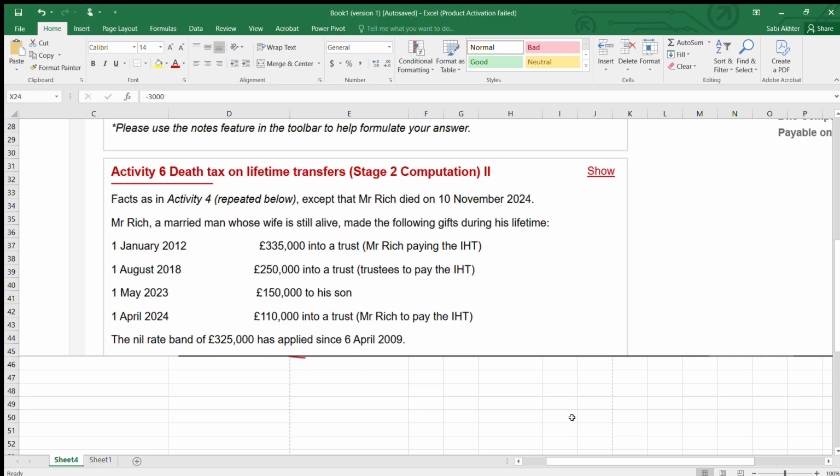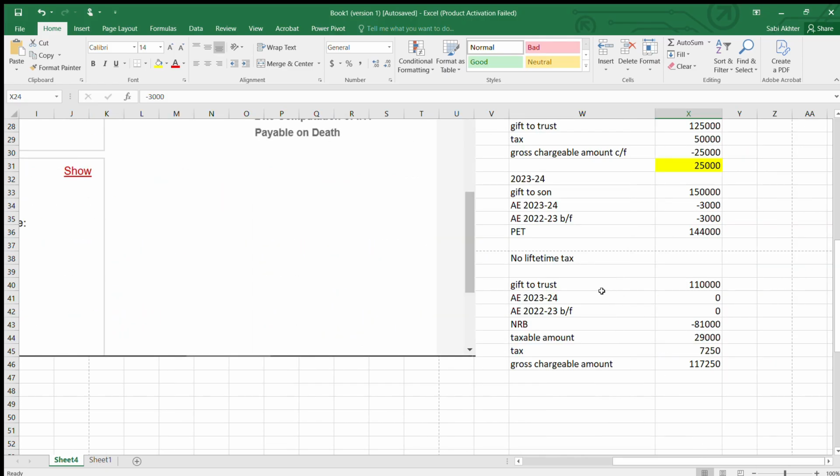Now the last one, gift to trust. Okay, 1st April 2024, that is the gift to trust. We have already calculated the gross chargeable value as this. It's already there, this one. So from here we'll proceed. There is no nil rate band available. We have utilized everything.